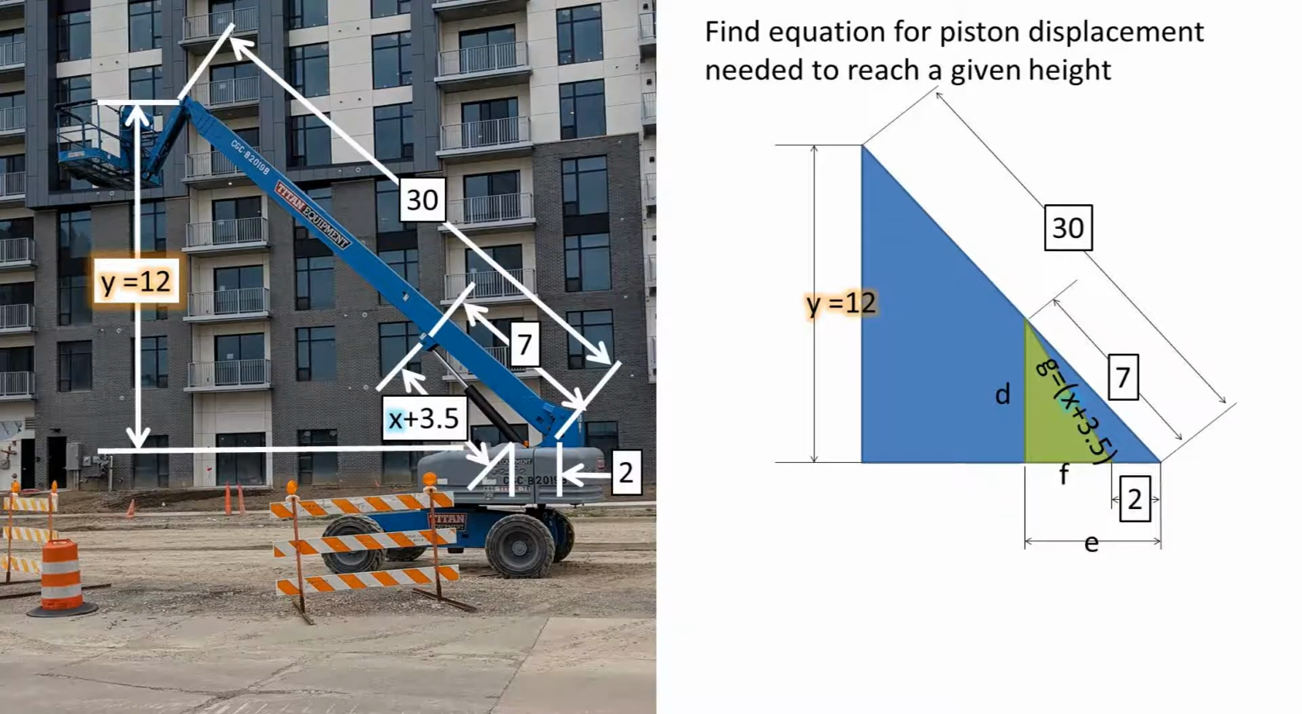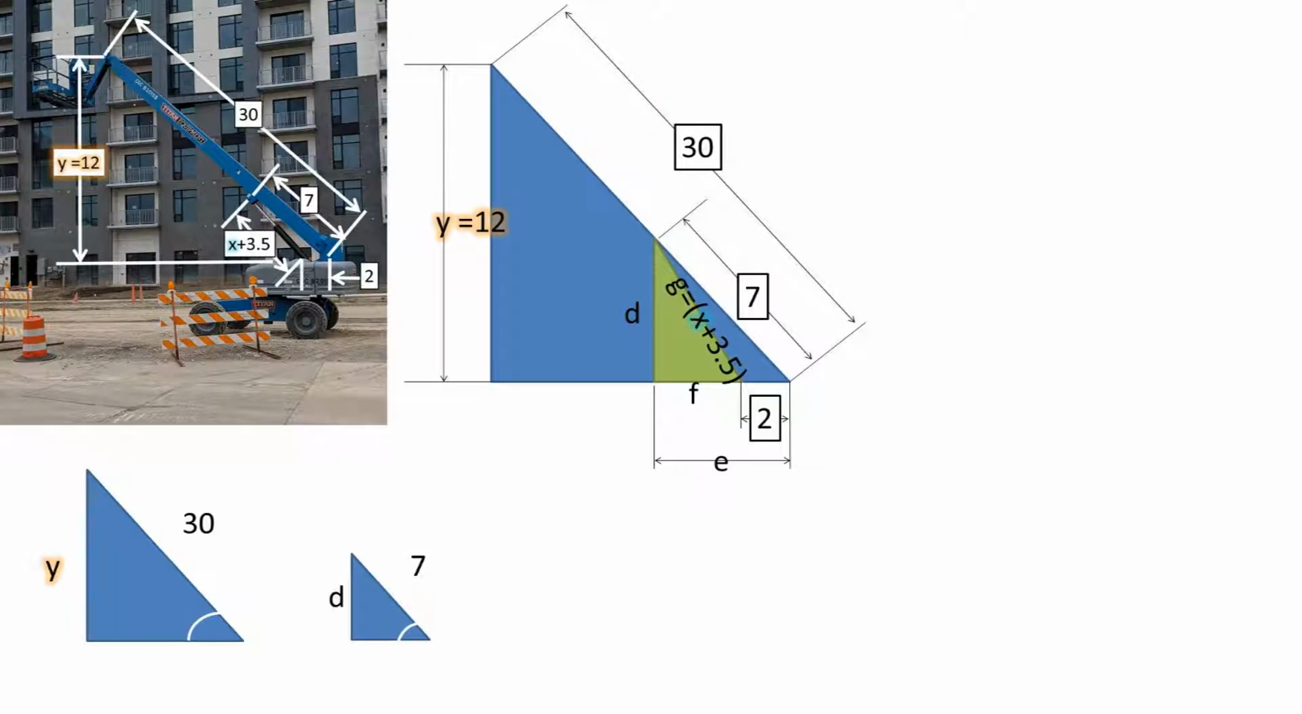How do we go about solving this one? First, we can make 2 triangles out of the large boom arm triangle. These have the same shared angle at the pivot point. This means the ratio of the side lengths are the same, so the y leg over the 30 hypotenuse equals the d leg over the 7 hypotenuse of the smaller triangle. Rearranging this, we get 7 times y over 30 equals the d side length of the triangle.